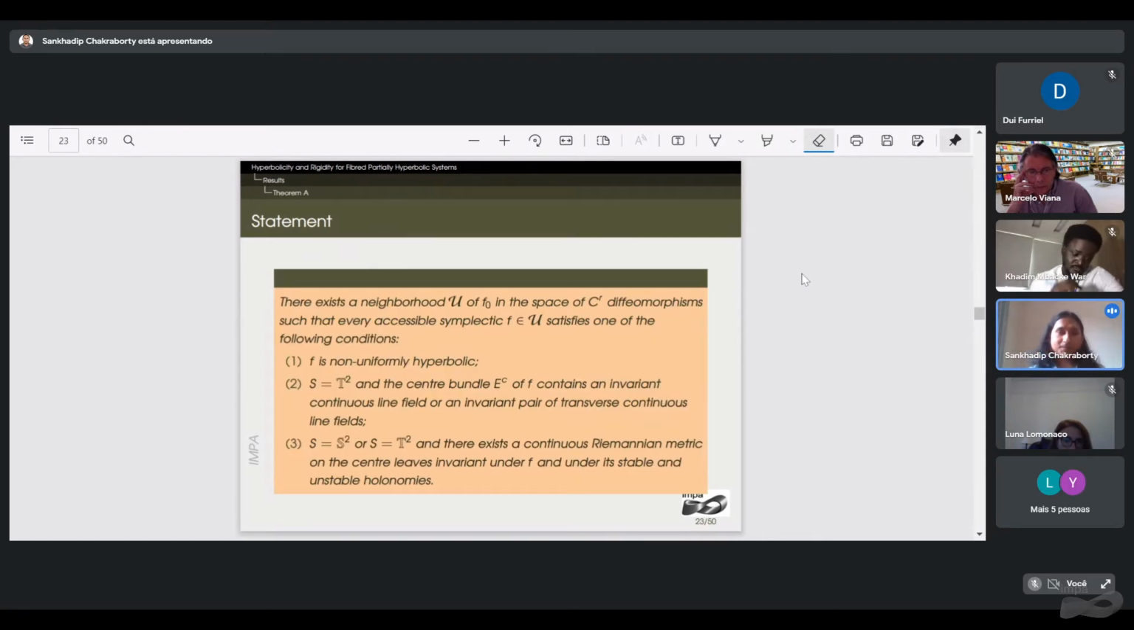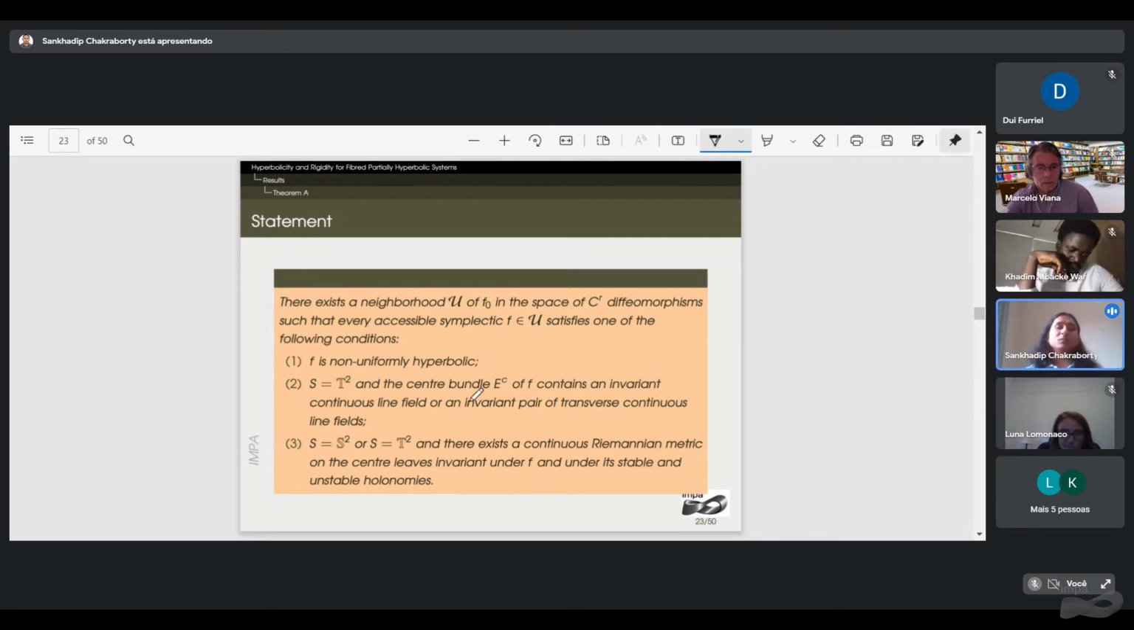Now we come to the results. So remember our F naught, which was based on some map G naught on which was transitive Anosov on some compact manifold M, and then we took the skew product M cross S to M cross S. That was F naught. So that map has a neighborhood U in the space of C^r diffeomorphisms, such that if we take an accessible symplectic F in that neighborhood, then it has to satisfy one of the three conditions.